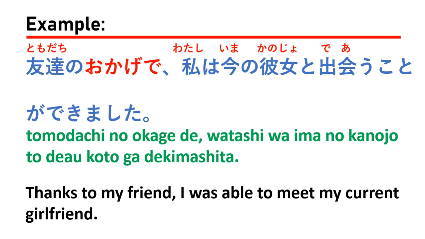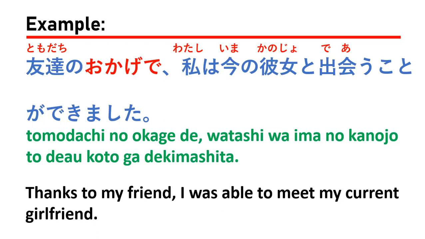before okagede. So in this case, it says tomodachi no okagede. That means because of your friend, right? So you can meet your girlfriend. That means you are expressing thanks from your feelings to your friends, and it's a positive thing.